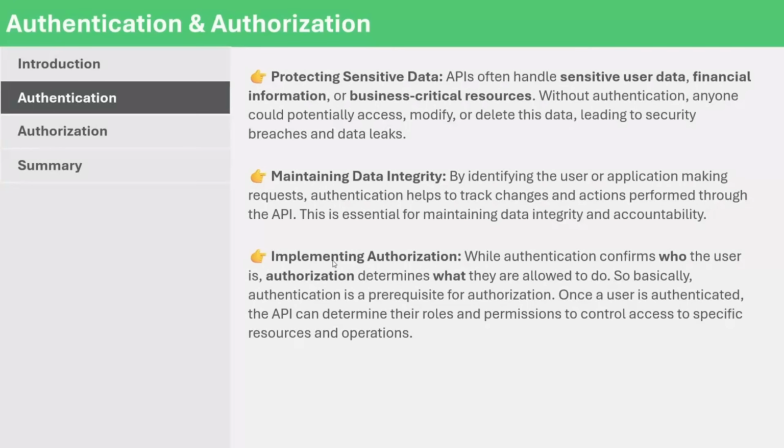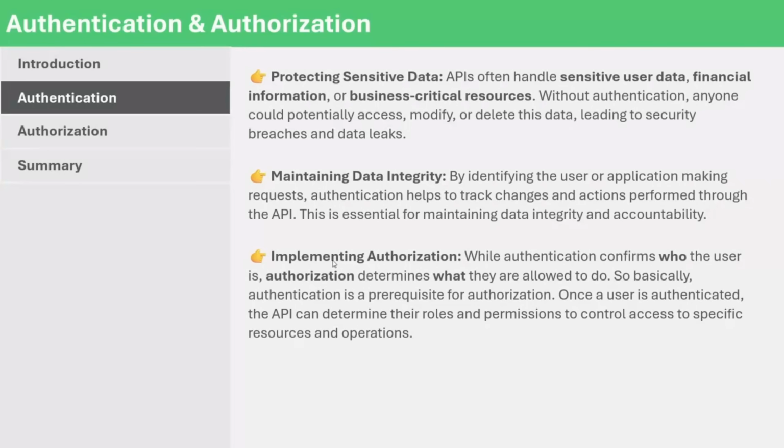In this way, if there is any unauthorized action that has been performed, it will be logged and later it can be used to identify which user has performed that particular action. So each request can be logged with the identity of the requester. And this provides an audit trail of the actions performed through the API, which is crucial for security monitoring, debugging, and compliance purposes.